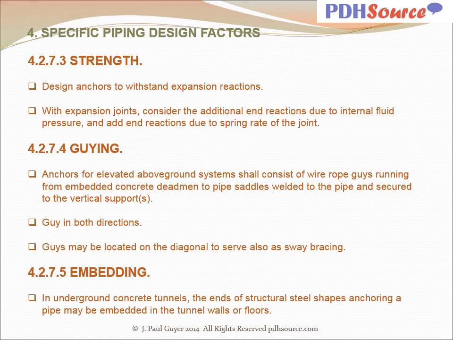rate of the joint. Anchors for elevated above ground systems shall consist of wire rope guys running from embedded concrete deadmen to pipe saddles welded to the pipe and secured to the vertical supports. Guy in both directions. Guys may be located on the diagonal to serve also as sway bracing. In underground concrete tunnels, the ends of structural steel shapes anchoring a pipe may be embedded in the tunnel walls or floors.